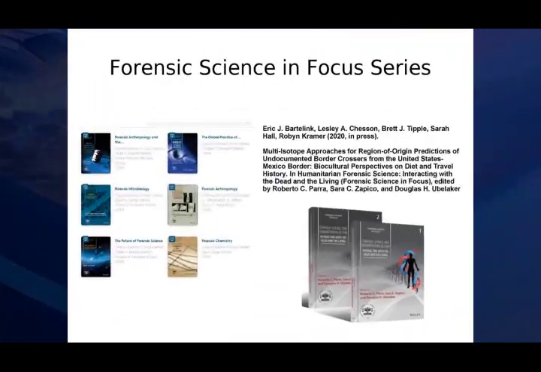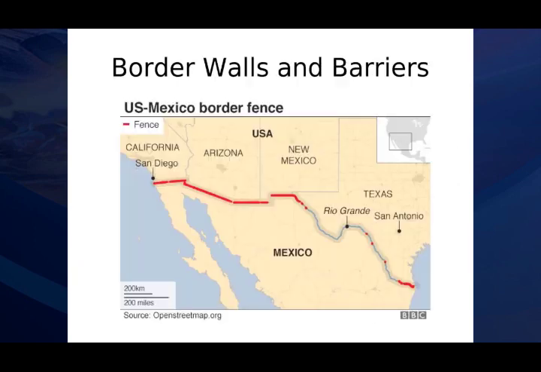Okay, now I'm going to switch gears here to a third project, and this is one involving using stable isotopes to try to identify human remains from the U.S.-Mexico border of deceased migrants from Mexico and Central America primarily. Some of this work has been published in the Wiley Forensic Science in Focus series. So there are these two excellent volumes edited by Roberto Parra, Sarah Zapico, and Douglas Ubelaker that I would strongly recommend. There are many stable isotope chapters in these books, and they're an excellent set of resources.